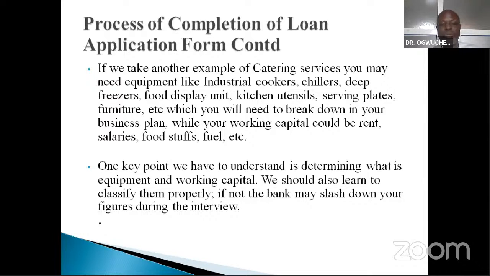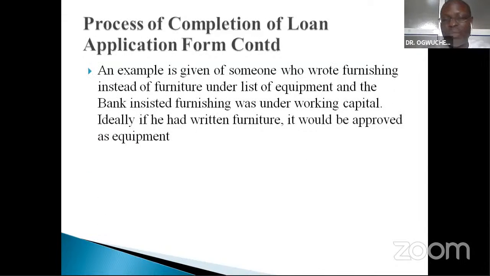So you have to be very careful. You have to know how to determine what is working capital and what is equipment. If you don't classify it appropriately, you could find yourself having a request being cut down. The example we like to give is the difference between furnishing and furniture. Furnishing, of course, is working capital, while furniture is equipment. So we need to know that difference.